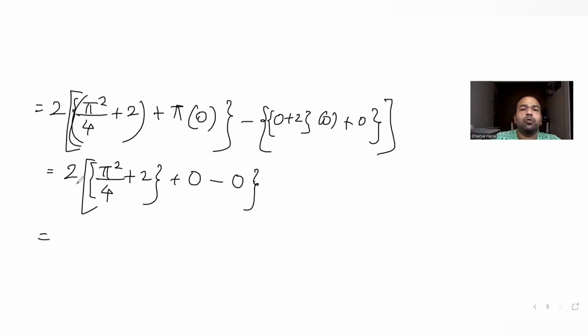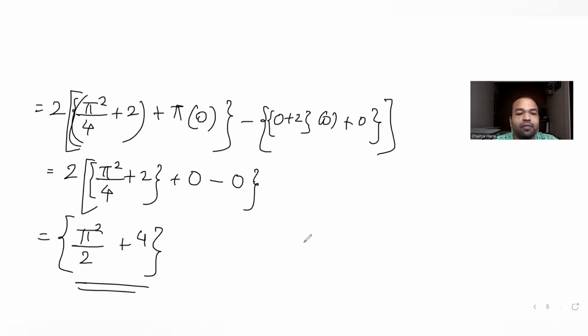You multiply 2 throughout, you get pi square by 2 plus. So this is the answer which you get for the question given to us. And if you see the option that matches here with the question is C. So C is the correct answer for the question.